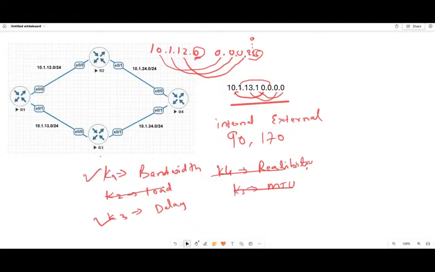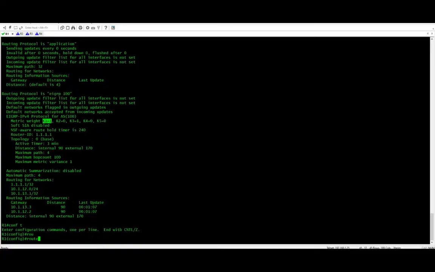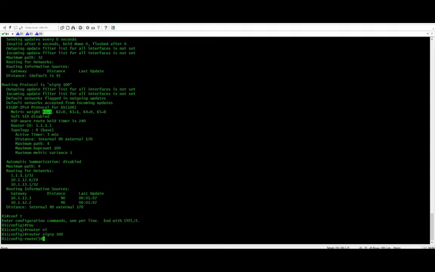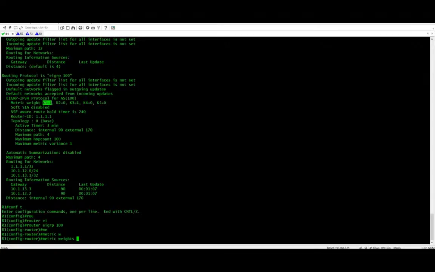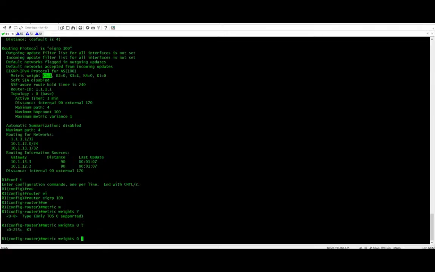Now suppose I don't want bandwidth. So what I will do is disable the K1 bit, which is for bandwidth. I'll make it 0. So how do you make it 0? Go under your EIGRP process, router eigrp 100, and you say metric weights, question mark. There is a TOS command. Now this is not useful for us, so we always keep it as 0.